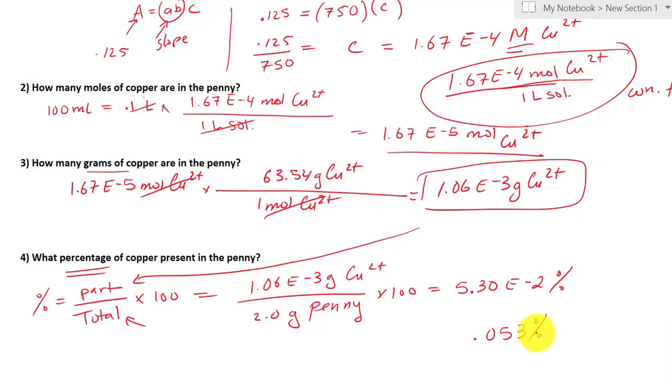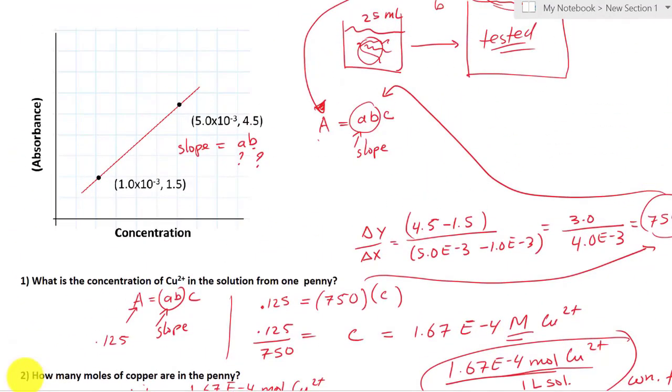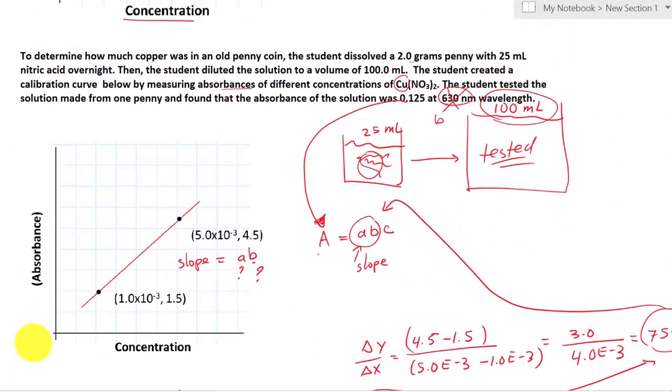So this right here is basic stoichiometry, okay? But in order to solve this problem, you need to realize that the calibration curve gives us the slope, which is equal to A times B.